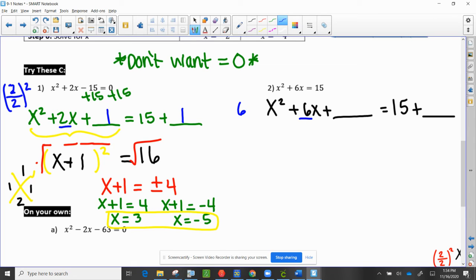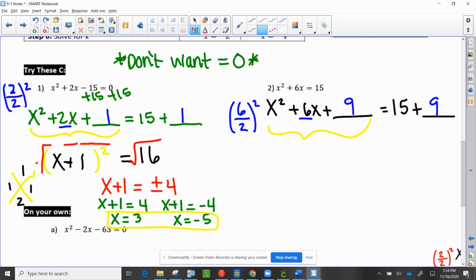So to find the value that completes the square, we take our middle term and we cut it in half. So half of our b term, and then we square it. So half of 6 is 3. 3 squared is 9. So plus 9 plus 9. Okay? So now this part here, technically what we're doing is factoring it.